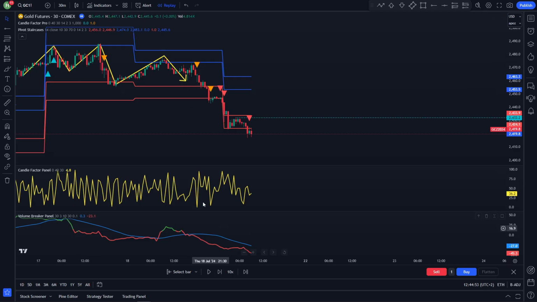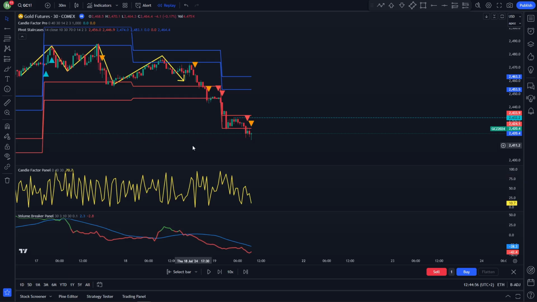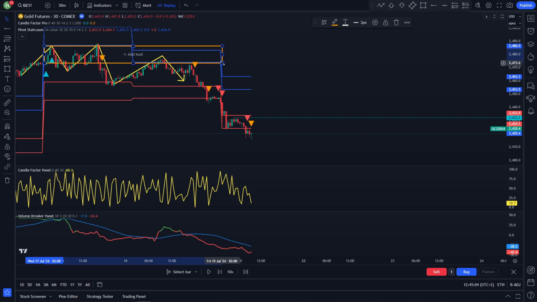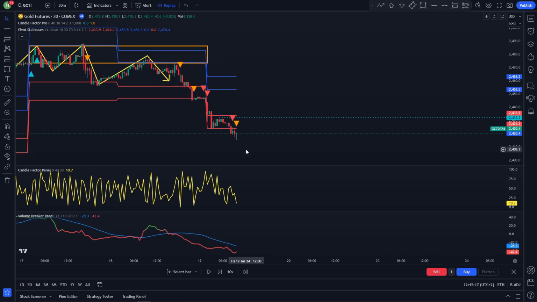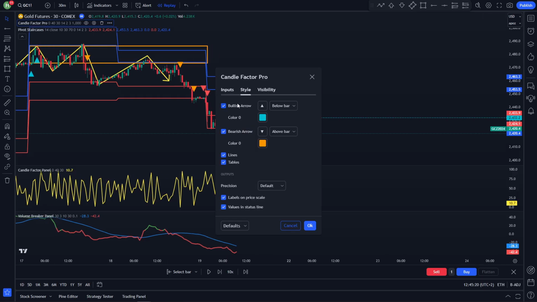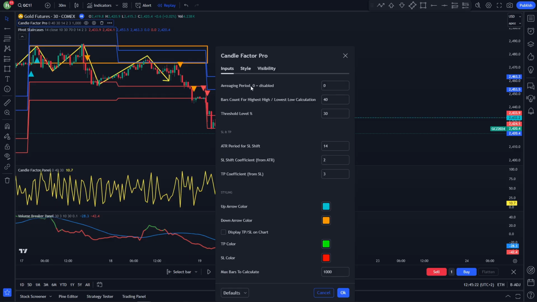The pivot staircases indicator makes it super simple to identify these key price levels on any instrument or time frame. Then after this rejection, price action broke the bottom staircases, which generated these sell alerts. After this, we are again waiting for the additional confirmation from the Candle Factor Pro. The Candle Factor Pro helps filter out false breakouts by using its candle factor metric. The candle factor metric is calculated using the relationship between a candle body and its range.